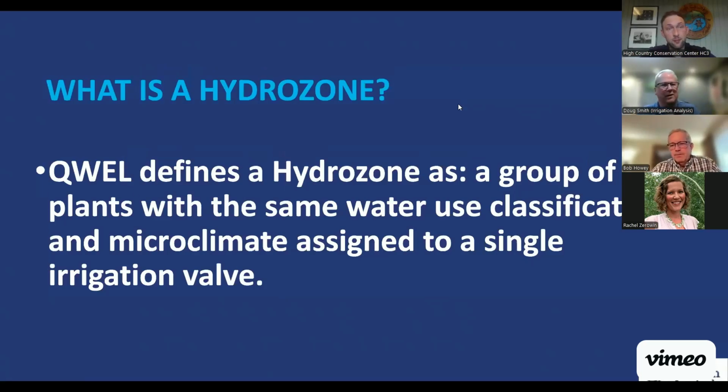Great. Thank you, Rachel. All right. So what is a hydrozone? I'm going to just read this as it's typed there, because this is the actual definition from Quell of what a hydrozone is. So Quell defines a hydrozone as a group of plants with the same water use classification and microclimate assigned to a single irrigation valve. And that's pretty much it in a nutshell. So it's all about the plants that we're watering and how we're watering those with an irrigation system. So everything that we talk about today is going to revolve around that definition.